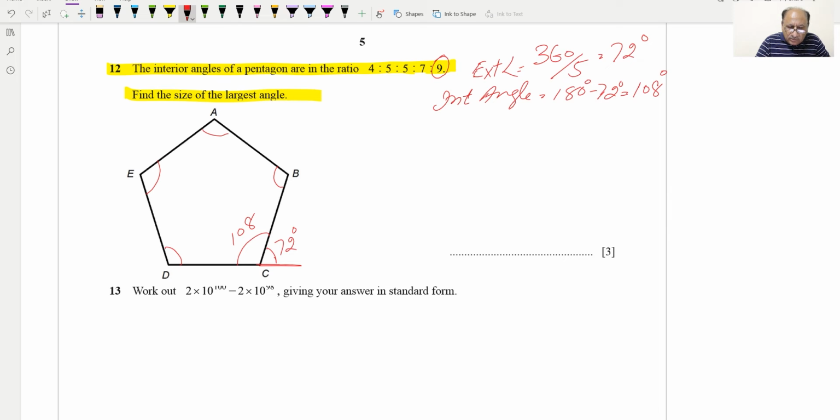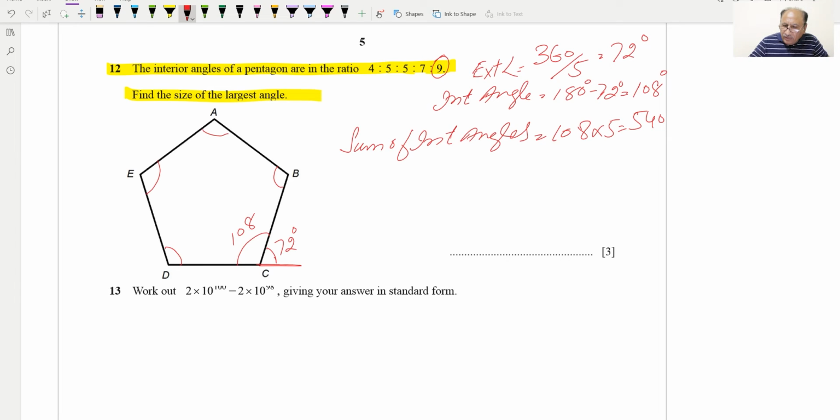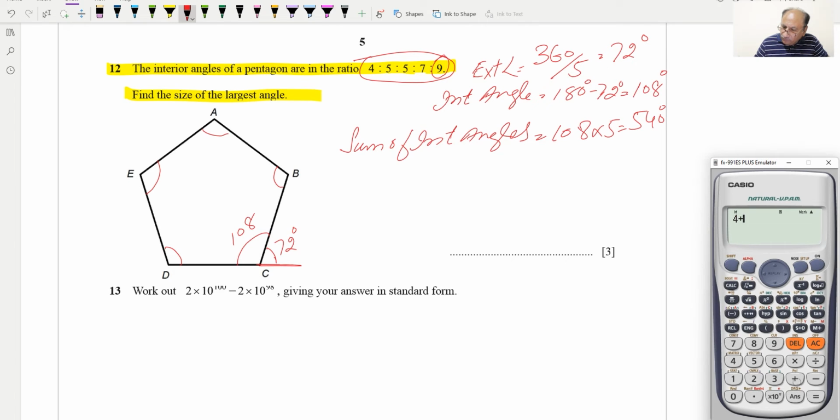So the sum of interior angles will be equal to 108 multiplied by 5, which will be equal to 540. So 540 degrees is the sum. Now what is the sum of these ratios? The sum of ratios is 4 plus 4 plus 5 plus 5 plus 7 plus 9, which is equal to 30.